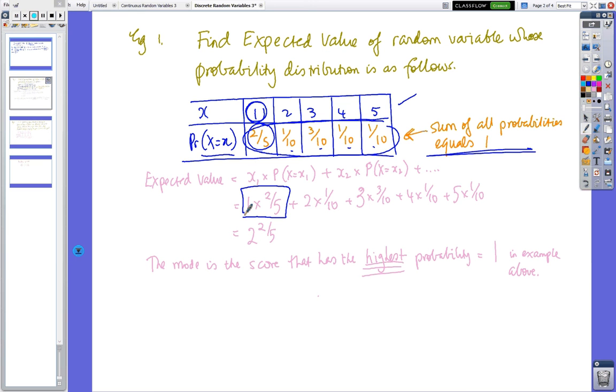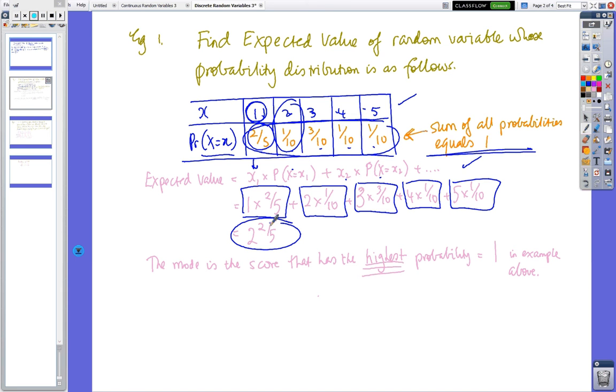So the formula is just up above it. You take the value x and you multiply by its probability, plus the value of x times its probability, plus. So you just take 1 times 2/5, and then we've got 2 times 1/10, 3 times 3/10, etc., until you finish. Even though the values are 1, 2, 3, 4, 5, the average value will be 2 and 2/5, because the average will depend on what the probabilities are for each value.